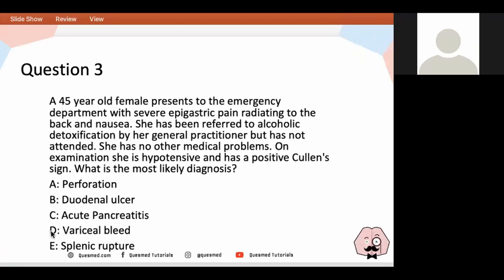So we'll now go into a third question. A 45-year-old female presents to the emergency department with severe epigastric pain radiating to the back, and nausea. She's been referred to alcohol support services by her GP, but she has not attended. She has no other medical problems. On examination, she is hypotensive and has a positive Cullen's sign. What is the most likely diagnosis?